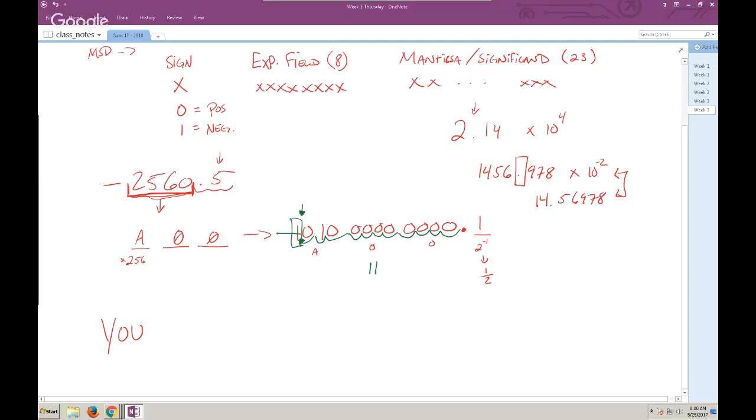Well, it's a little bit differently than that, but that's the general idea, okay? We're going to reserve specific pieces for those values, okay?